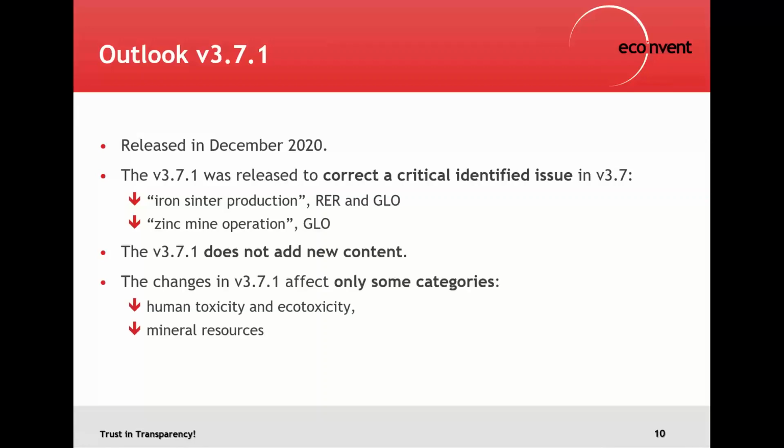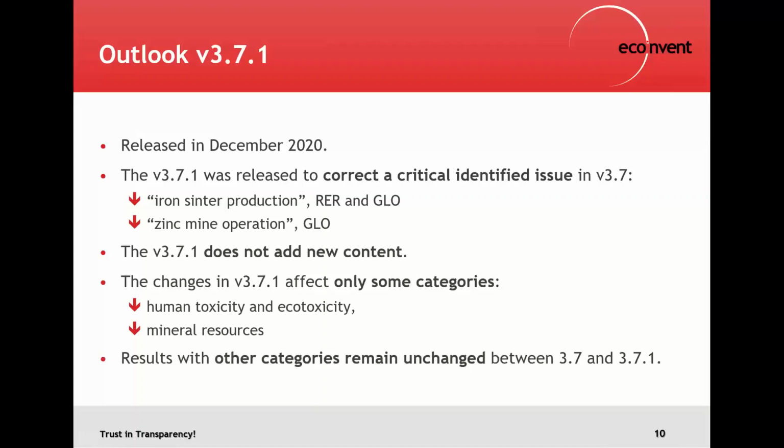Important also to keep in mind that these changes that were done in 3.7.1 affect only some categories. The changes can be seen, and we are going into the details in the next slides. They affect the categories human toxicity, ecotoxicity, and mineral resources only. If you are working with other categories, climate change, water depletion, cumulative energy demand, land use, fossil depletion, acidification, eutrophication, ionizing radiation, etc., etc., the results remain unchanged between 3.7 and 3.7.1.